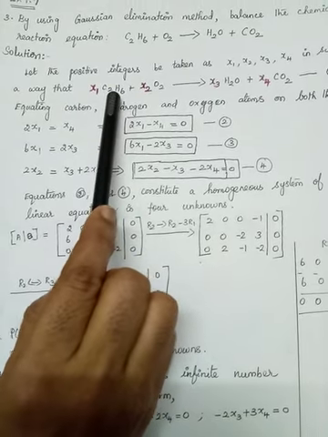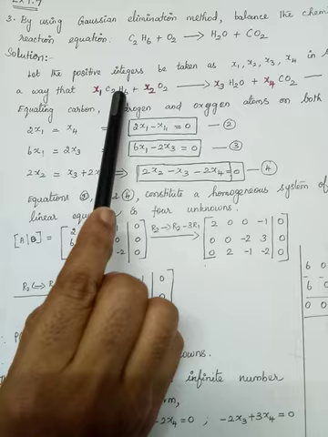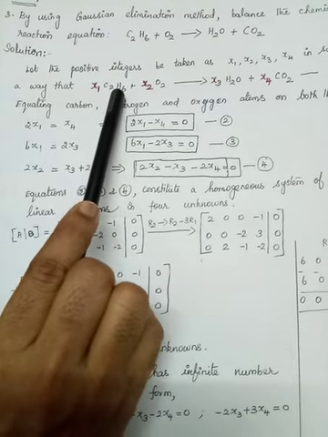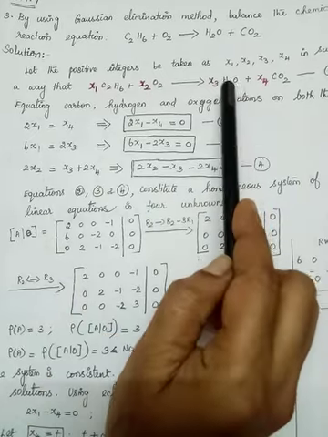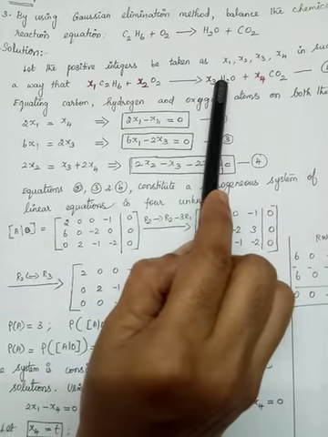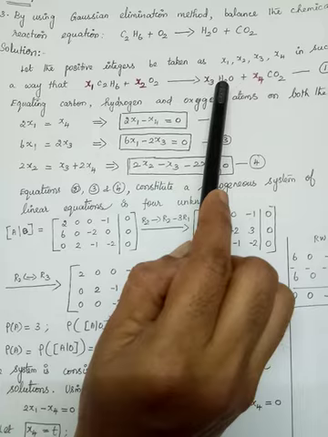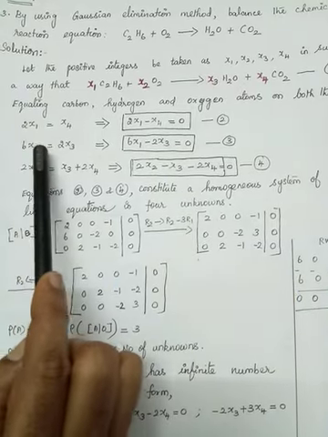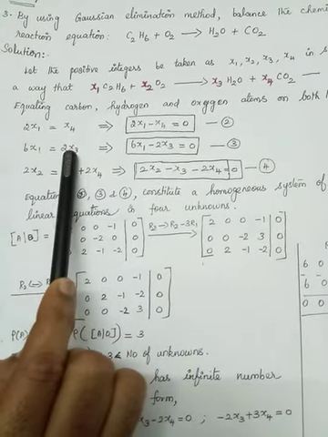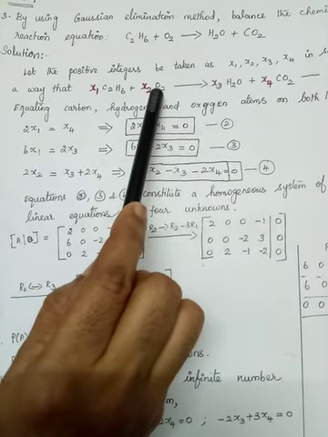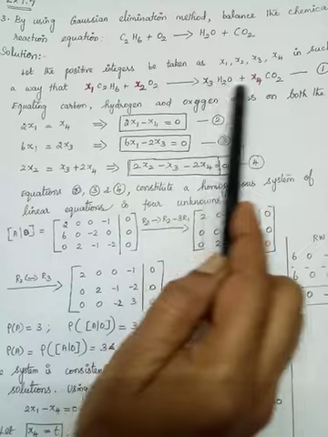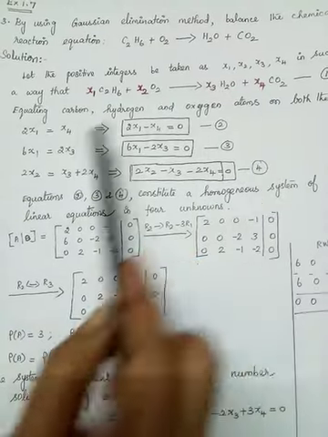Next I will move to the hydrogen atoms. On the left side, 6 hydrogen atoms, so 6 into x1 is 6x1. On the right-hand side, two hydrogen atoms are there, so it is 2x3. So 6x1 is equal to 2x3. Next we are moving to the oxygen atoms.